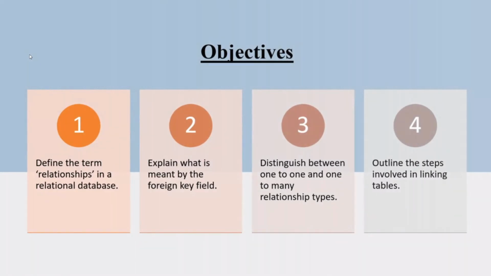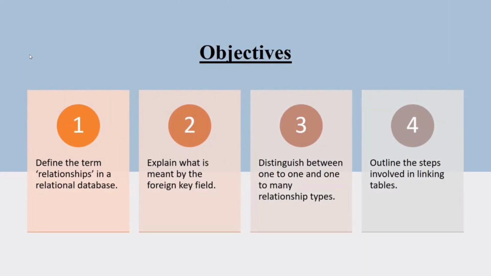In today's video, we're going to define the term relationships in a relational database. We're going to explain what is meant by the foreign key field. We're going to distinguish between one-to-one and one-to-many relationship types. And also we're going to outline the steps involved in linking tables.